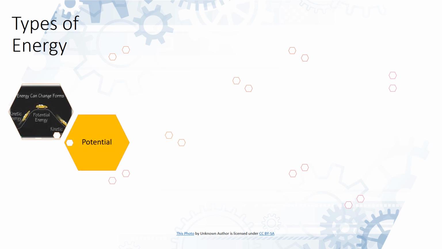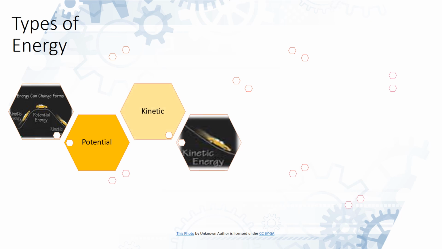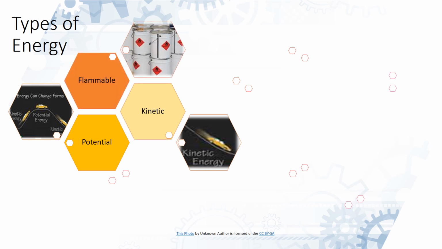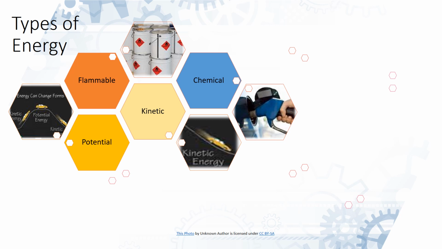Potential energy is contained in any object that is at rest. It is also called stored energy. The energy in all moving objects is known as kinetic energy. Flammable energy is converted from the combustion of gases, liquids, solid chemicals, and vapors. Chemical energy is the capacity of a substance to do work or produce heat through a change in its composition. Chemical energy can be converted from gases, liquids, solid chemicals, and vapors.